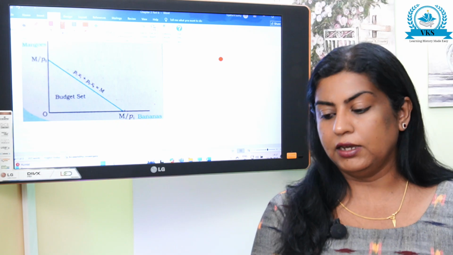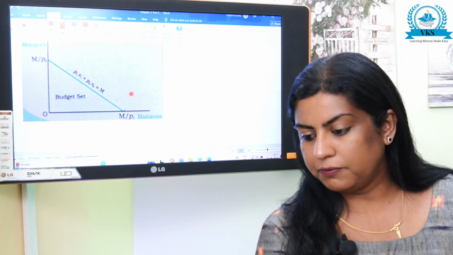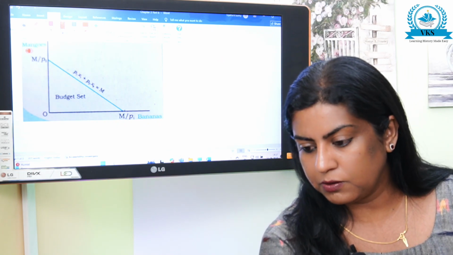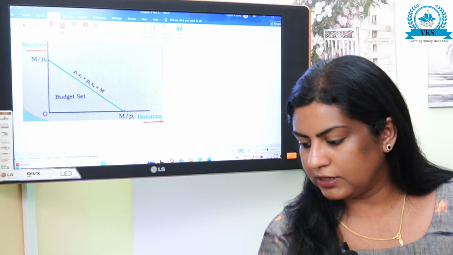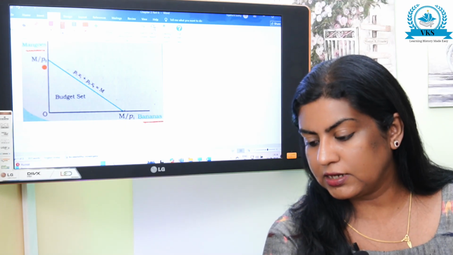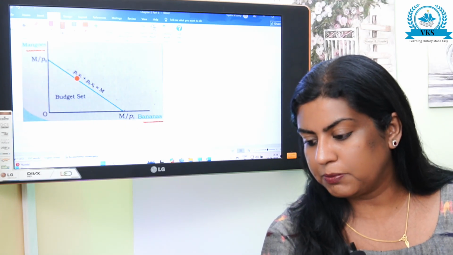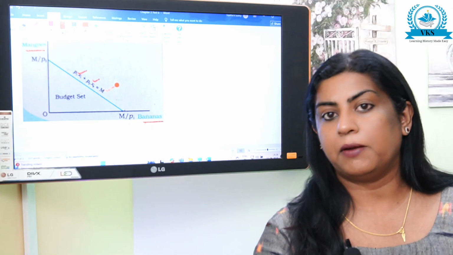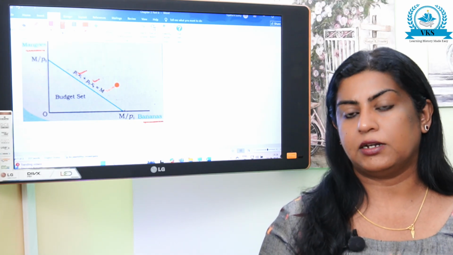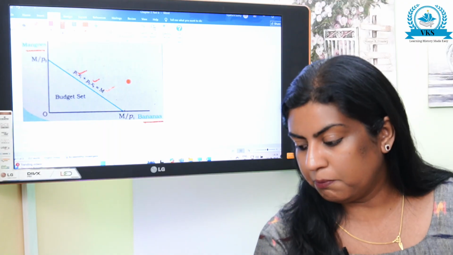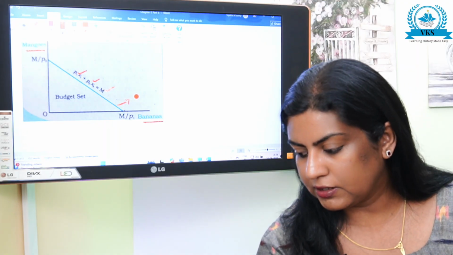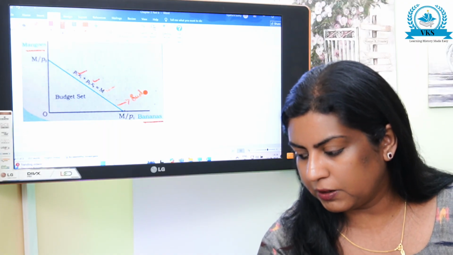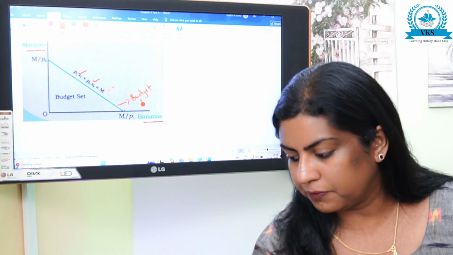So here you see in this budget set, mangoes are there and here bananas are there. So here the budget line is P1 X1 plus P2 X2, which is equal to M, that is the income of the consumer. So this is called the budget line. This line is called the budget line.